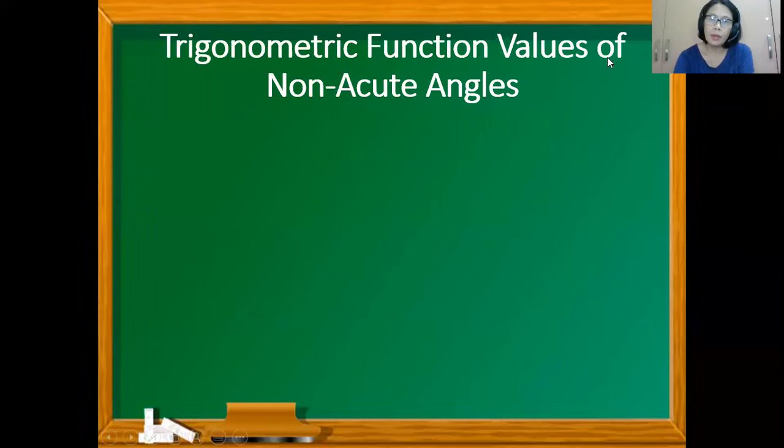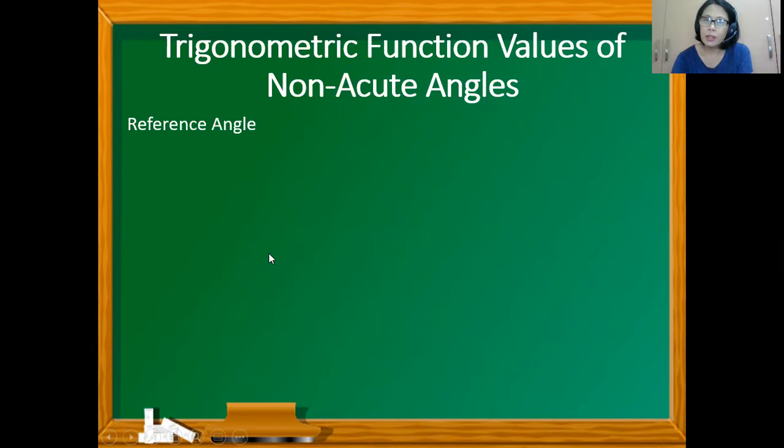Hi everyone, I'm here again to discuss another topic in trigonometry, and this is what we call trigonometric function values of non-acute angles. So when we say non-acute angle, we will be concentrating on an angle or angles measuring more than 90 degrees but less than 180. So we will be working on the trigonometric function values of those angles.